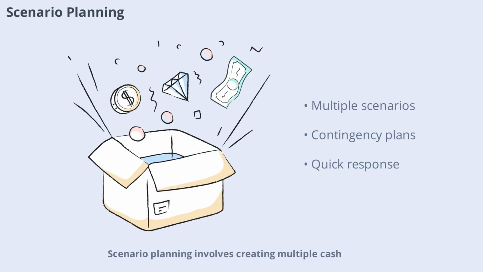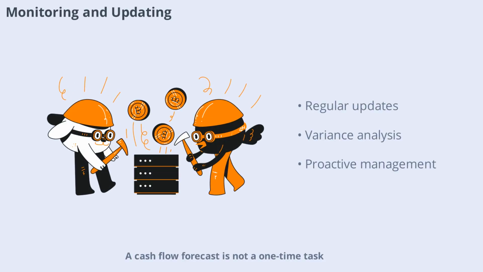Scenario planning involves creating multiple cash flow forecasts based on different assumptions. For example, you might model best case, worst case, and most likely scenarios. This approach helps you prepare for uncertainties and make contingency plans. By understanding how changes in sales, expenses, or market conditions affect your cash flow, you can respond quickly to new challenges.